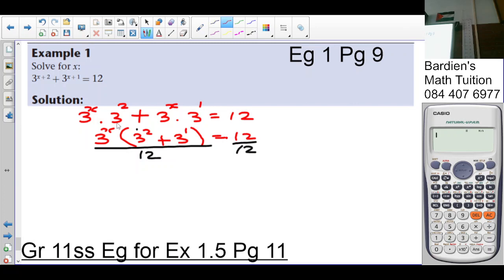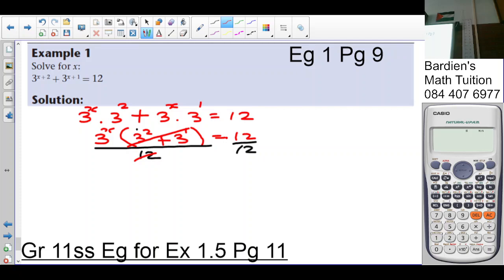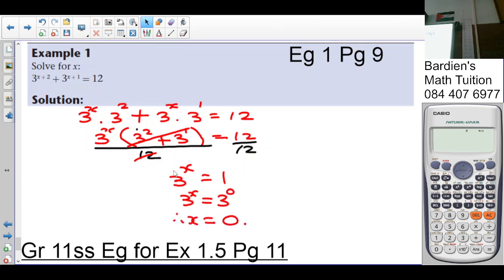So what happens now? That cancels. So if that cancels, what are we left with? 3 to the x is equal to 1. People, anything to the power 0 is 1, not so? So I will choose 1 to be written as 3 to the 0. Therefore, x is equal to 0. And you can test our solution in the equation. On the left hand side, wherever we see an x, we put a 0, and you will get an answer of 12. Okay?